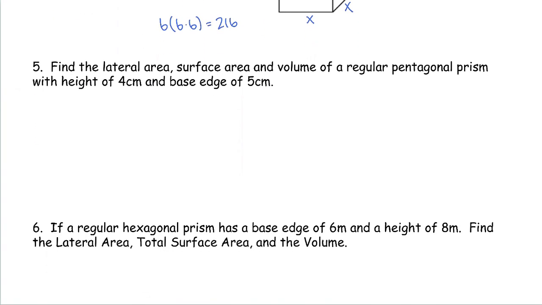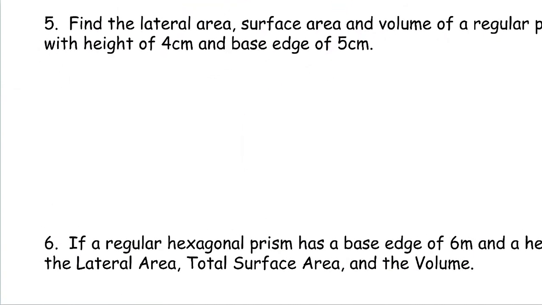So here's where we're going to bring in the new stuff that we just finished up doing in Unit 6. Find the lateral area, surface area, and volume of a regular pentagonal prism with a height of 4 and a base edge of 5. So again, I still want to focus on our 3 things: area of the base, perimeter of the base, and height between the bases.